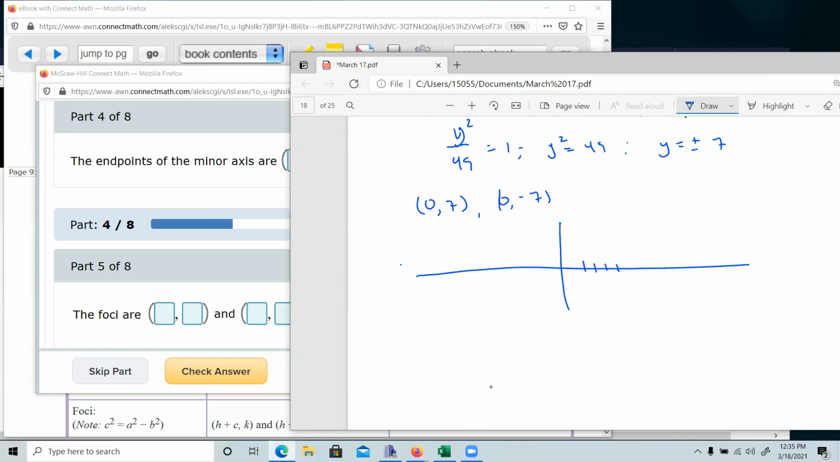1, 2, 3, 4, 5. Okay, there's my coordinate axis with my little x and my little y. So we have 9 and negative 9. We have 7 and negative 7. Now we just have to connect the dots, and I'm going to say pretend this looks like an ellipse.